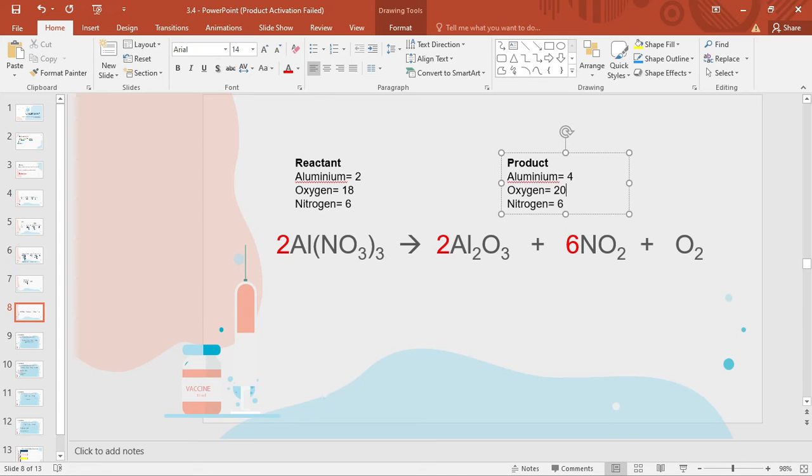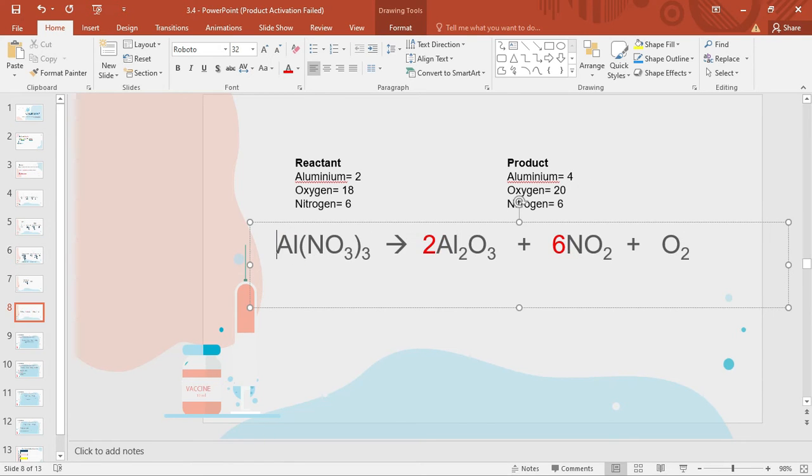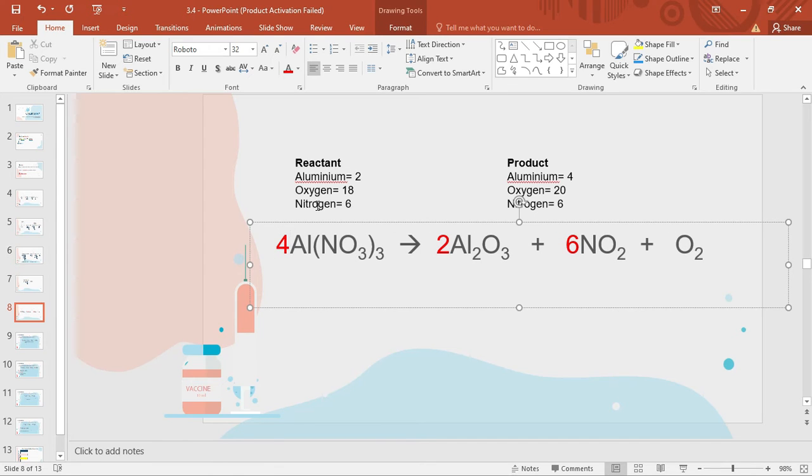Never mind, we just put it. It's not yet balanced, right? Now we look again at both the product and the reactant. Aluminium here has 2 and the product now has 4. To balance the aluminium we put 4. Just now 2, now we put 4. At the reactant it will increase to 4, right? Oxygen 20.